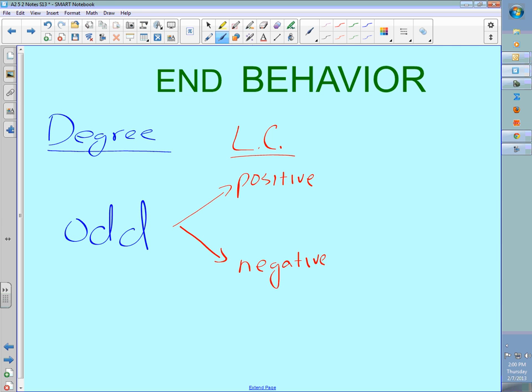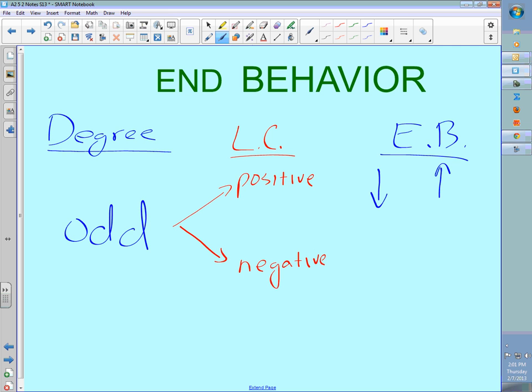So if it's an odd degree with a positive leading coefficient, your end behavior is going to be down on the left, up on the right. Your graph will be pointing down on the left, up on the right. What happens in the middle right now? Today, I don't care. The end behavior, down on the left, up on the right. That's all I care about.